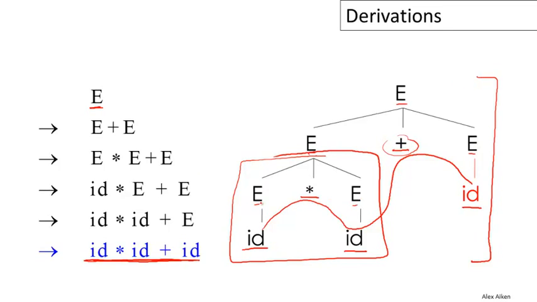Because actually, if you think about it, there's another derivation. Actually, there are several derivations that will give me a different parse tree where the times is towards the root and the plus is nested inside the times. So let's not worry about that for right now, and let's just say that somehow we knew that this was the parse tree we wanted, and I gave you a derivation that produces that parse tree.